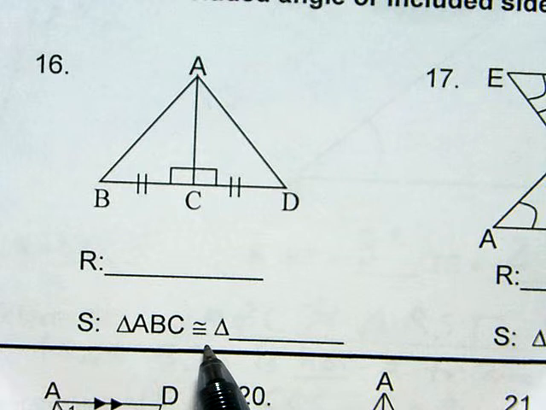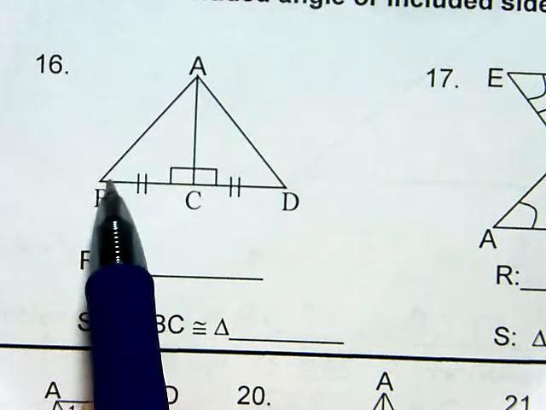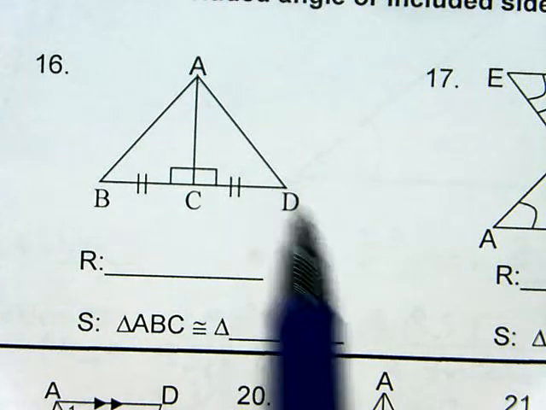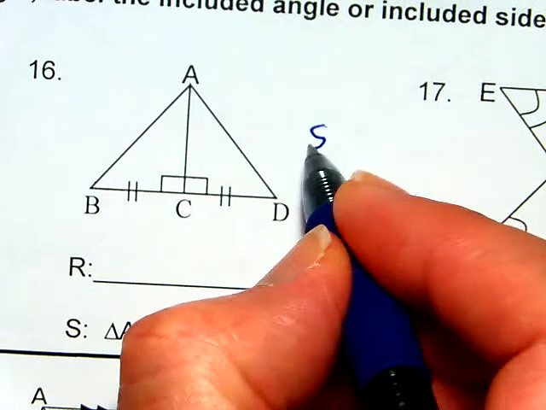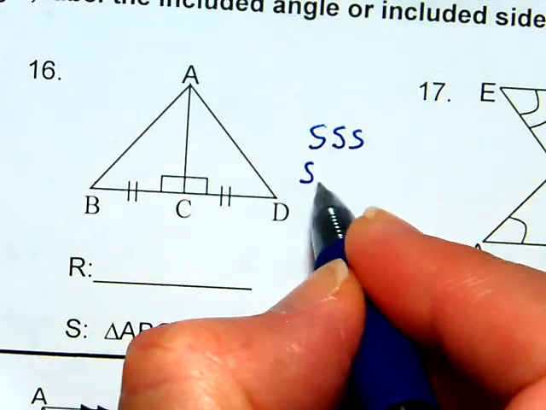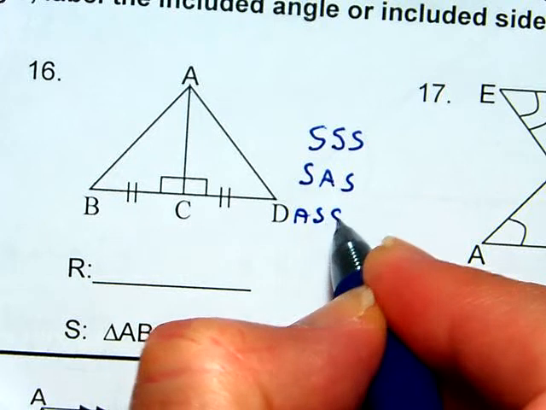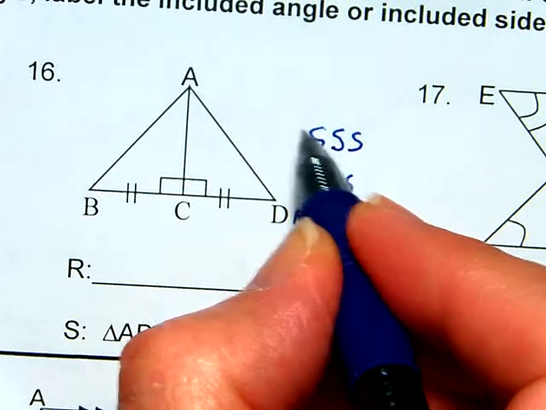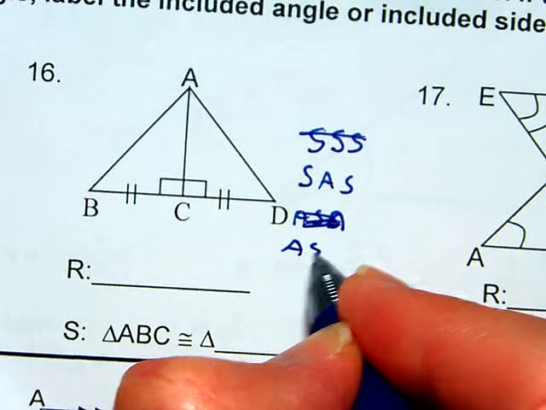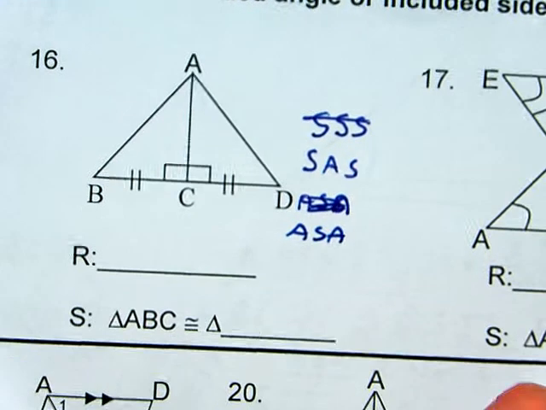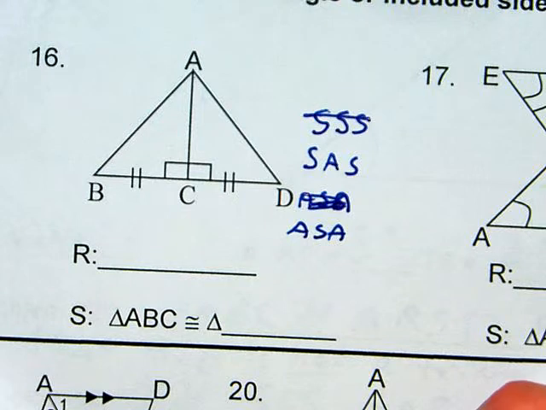Well, do we have side, side, side? Do we have any way to prove that side AB is equal to side AD? No. So we can't use side, side, side. So let's make a little list of the things here. We've got side, side, side, side, angle, side, and angle, side, angle. We've eliminated side, side, side.